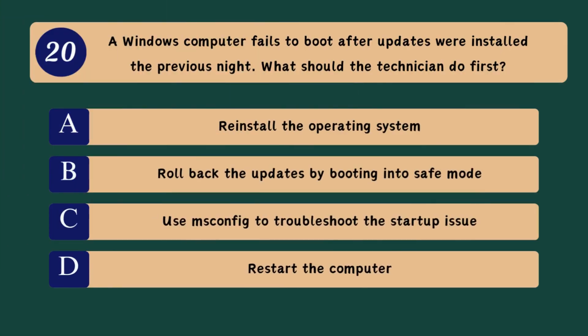Question 20. A Windows computer fails to boot after updates were installed the previous night. What should the technician do first? A. Reinstall the operating system. B. Roll back the updates by booting into safe mode. C. Use msconfig to troubleshoot the startup issue. D. Restart the computer.